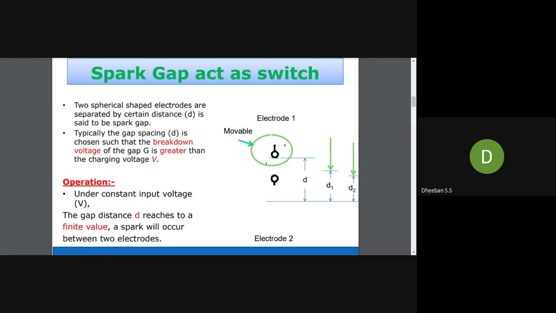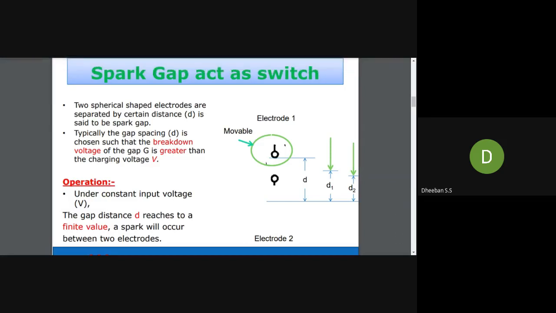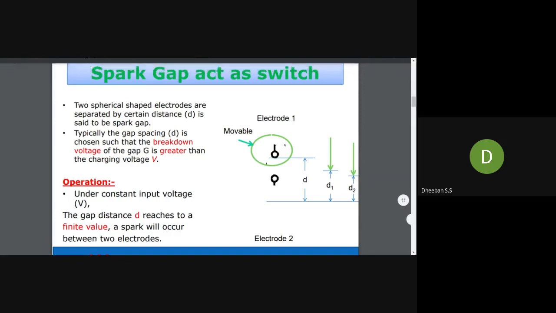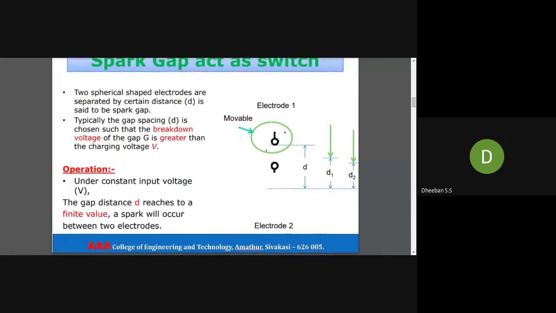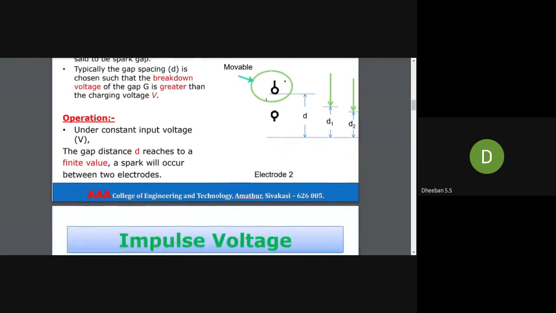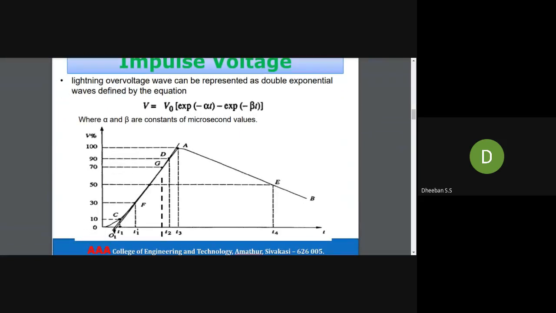How it operates: under constant input voltage, the gap distance reaches a finite value. So this is the basic thing. This will be used in the Marx circuit. For generation of high impulse voltage, you need a Marx circuit. Before getting into that, you have to know about the impulse voltage. So this is generally your impulse voltage.